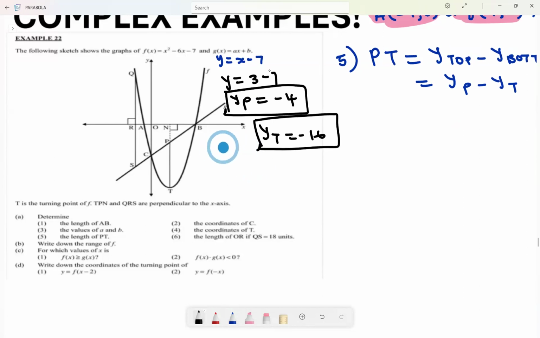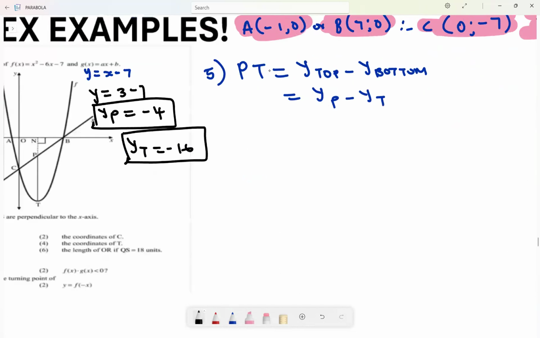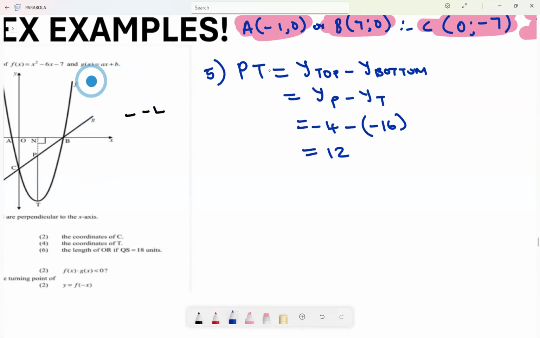Like that. So I can come here and say, what is the y coordinate of P? Because it is the one at the top. It is negative 4 minus what is the y coordinate of T. The y coordinate of T is negative 16. Remember, I said the distance will always be positive. Then I get 12 here. So can you see how we work out the distance?